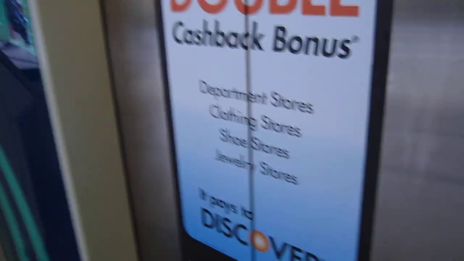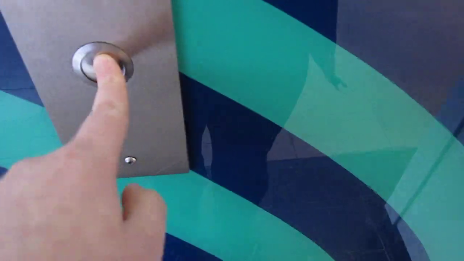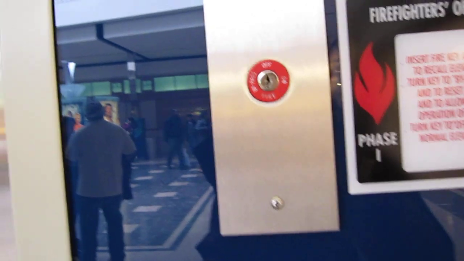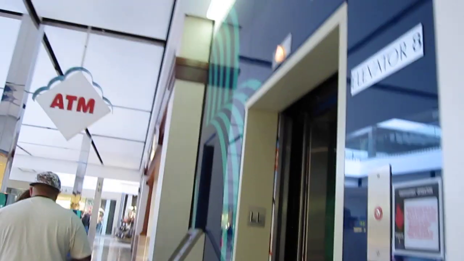So this is the elevator in the Lord and Taylor Court, which is the only mall elevator at Willowbrook. And Rouse did a good job. They did a good job installing this, actually. Elevator number 8. Okay, then. We'll listen to the machine room. Because people are too lazy to take the escalator.